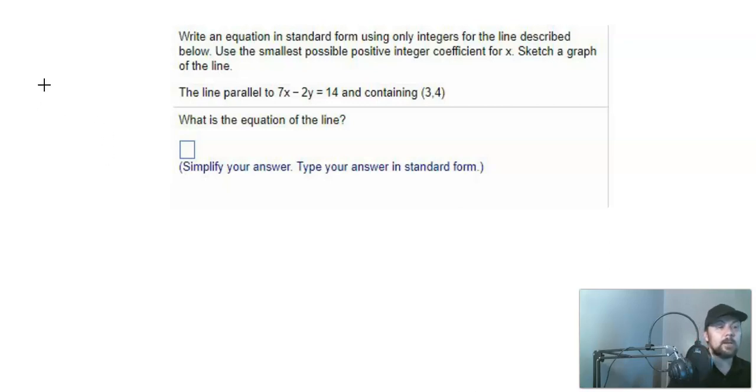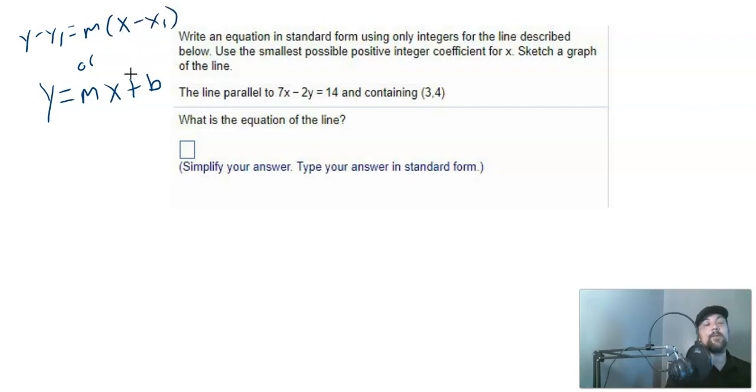We're going to start with y equals mx plus b. But you could also start with y minus y1 equals m times x minus x1. Right? You could start with point-slope form. My preference is y equals mx plus b. So I'm going to be starting with this formula first, and then once I get the equation in that form, I will transform it into standard form.